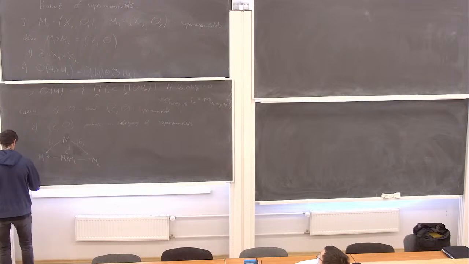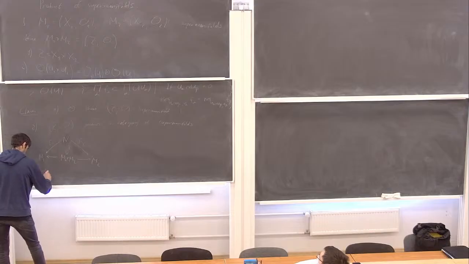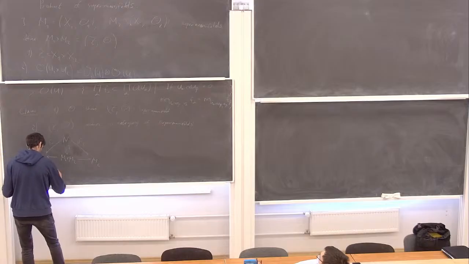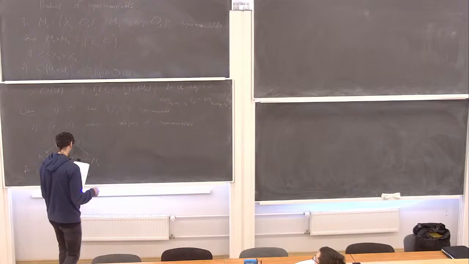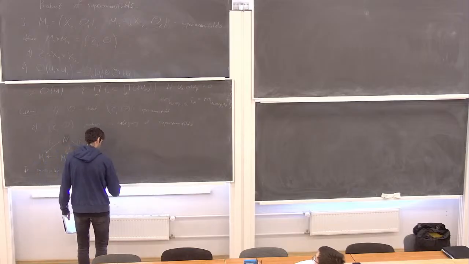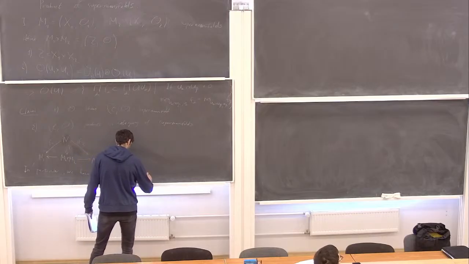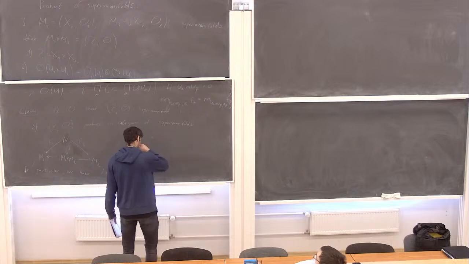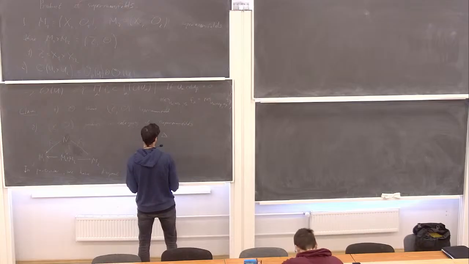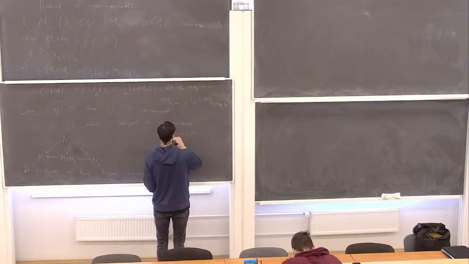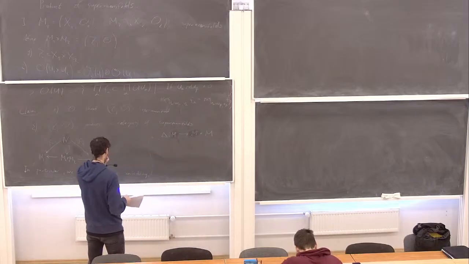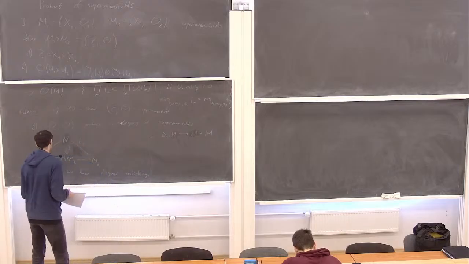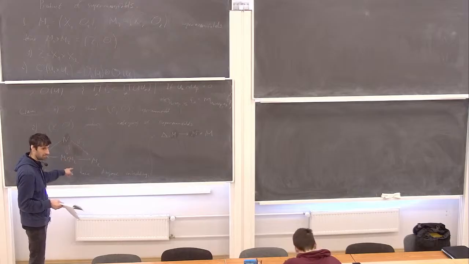And in particular, and this is why I actually mentioned this, we have the diagonal embedding, which is, let's call it like this, from M to M times M. And in this case, everything here is just M: M1 equals M2 equals N equals M.